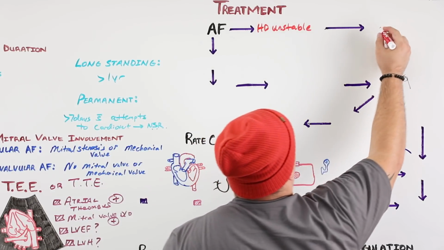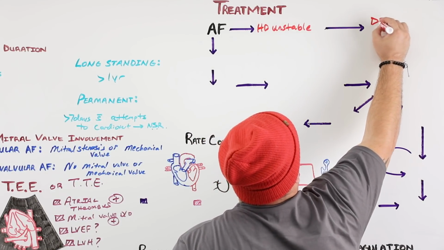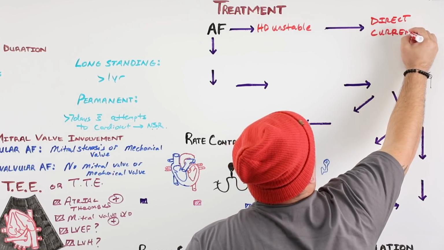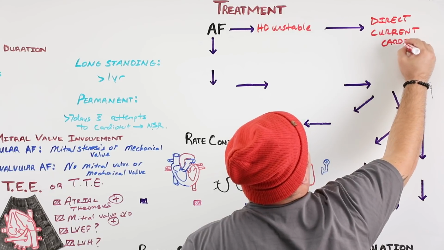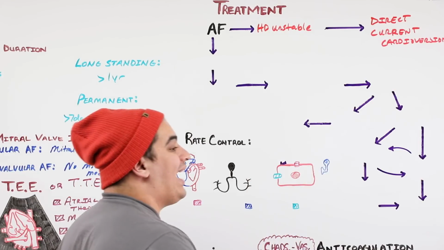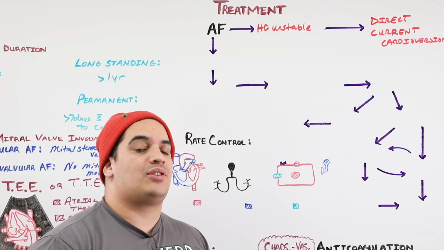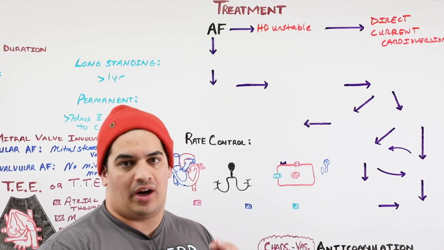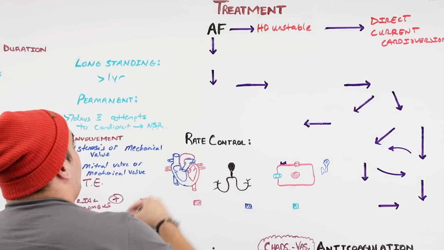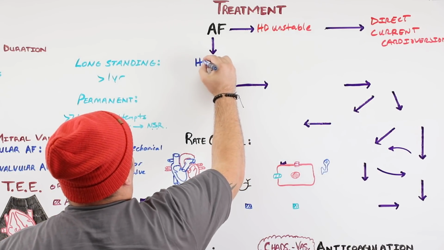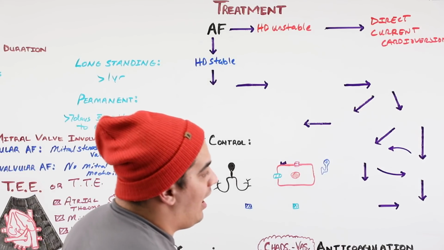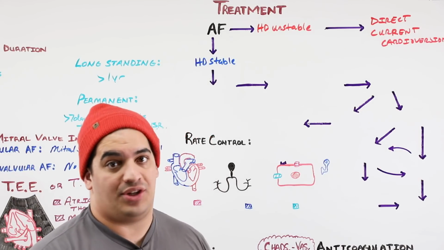So in an unstable state, I'm going to do what's called direct current cardioversion. So I'm going to hit them with some electricity, shock them, and hope that sets them back into a normal sinus rhythm and allows me to have better control of their hemodynamic status. Now, that's that pathway. The other pathway is if they're hemodynamically stable, so they have normal blood pressure, they don't have any pulmonary edema, they do not have any altered mental status or refractory chest pain.